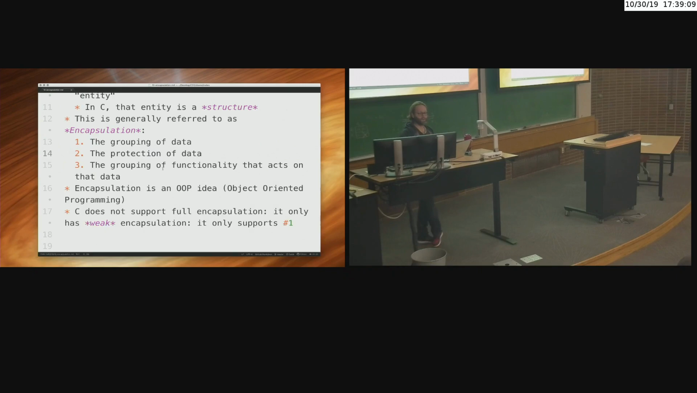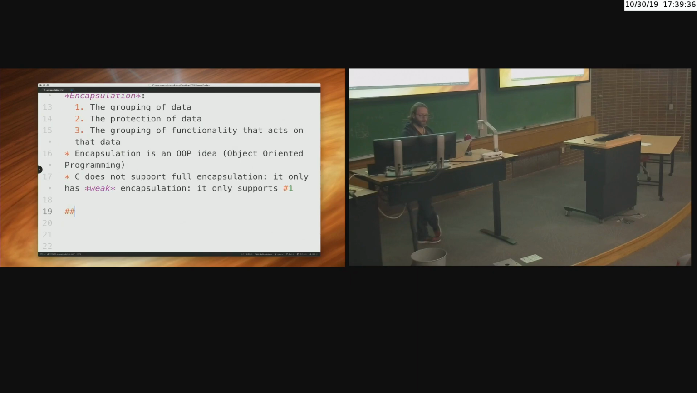The grouping of functionality that acts on that data can also be technically achieved in C through function pointers, but you have to bend over backwards, you nearly break your back in order to do it. So that's why we say that C really only supports number one, the grouping of data together. C does this through structures.